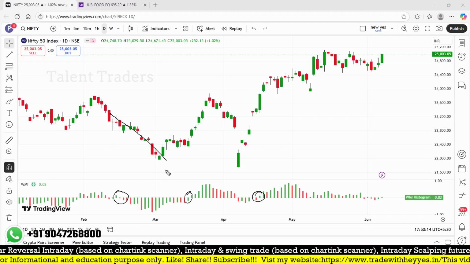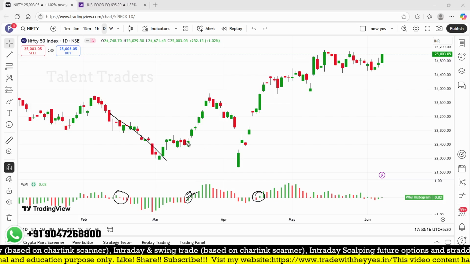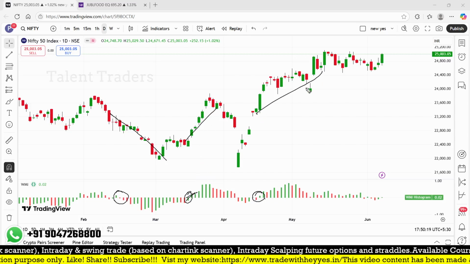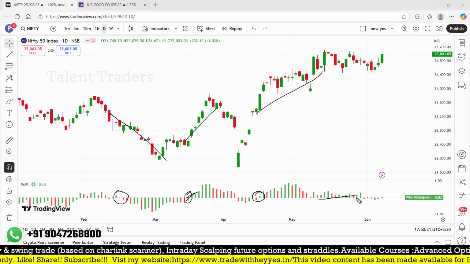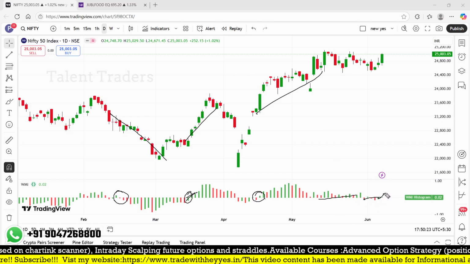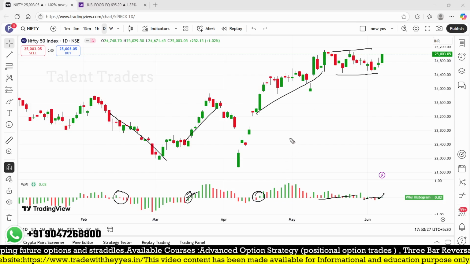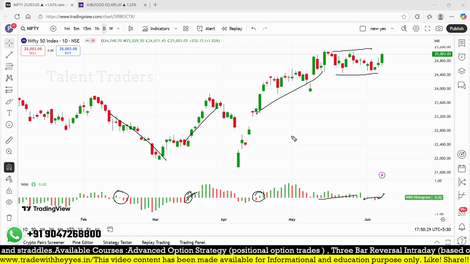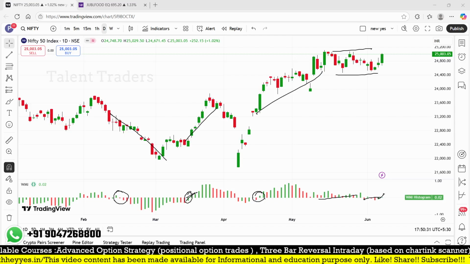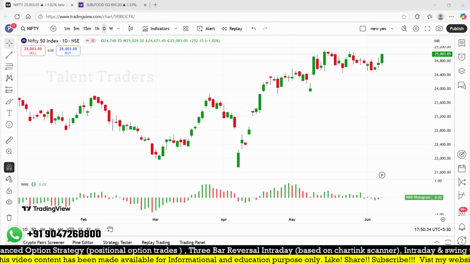So maybe it is looking like a positional one, and after this changeover there is a good move. Here it is flat, positive and something negative, and then it showed a flat range move. If the histograms are looking higher, there would be some good movement seen after the formation of this pattern.